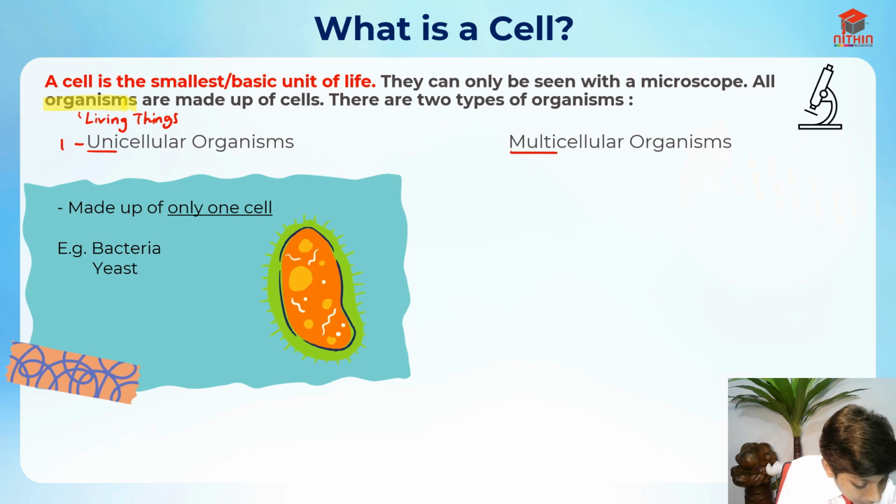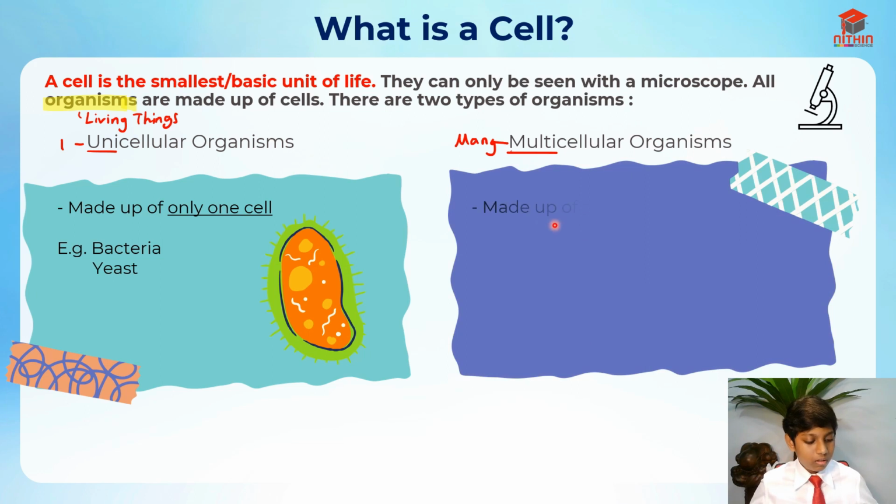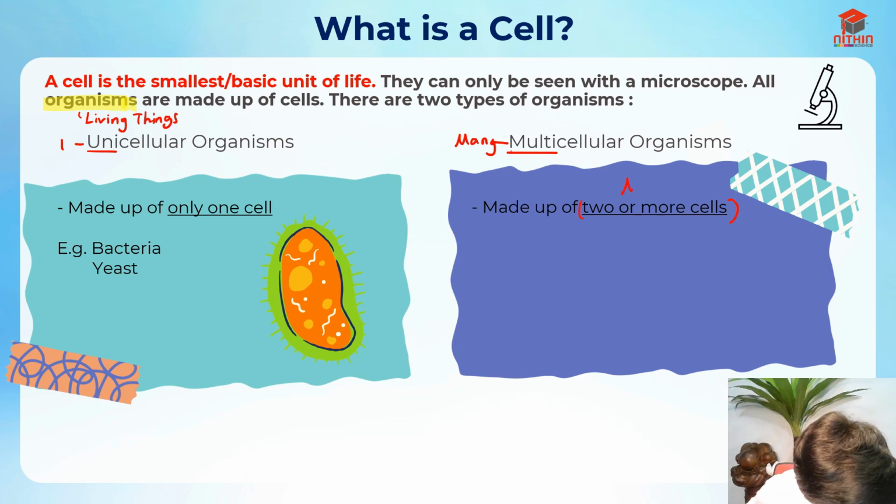Next, for multicellular organisms, can you see the same type of word over here? Multi. Multi actually means many. So multicellular organisms actually have many cells, so made of two or more cells, basically many. Let me write it down over here. Many.